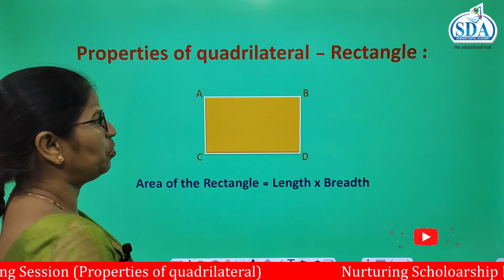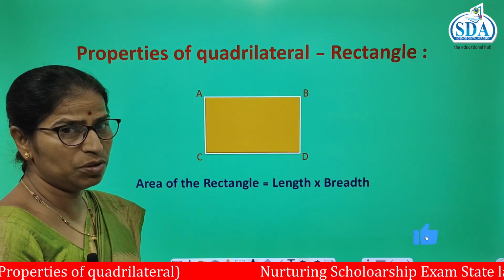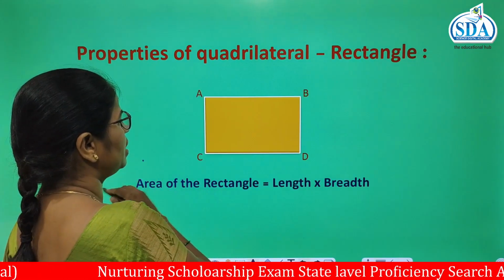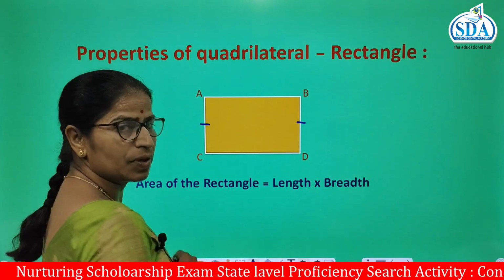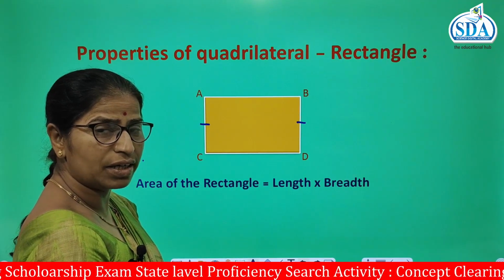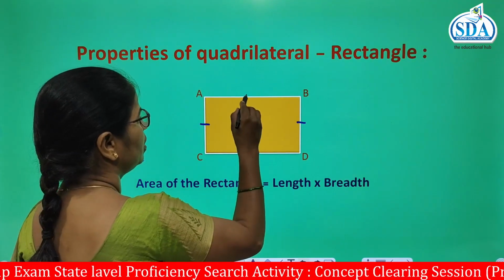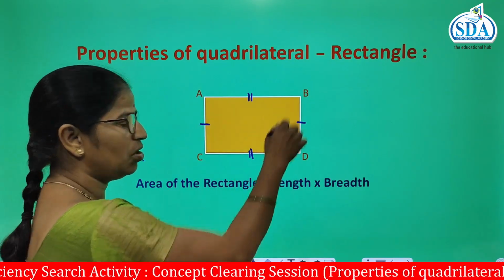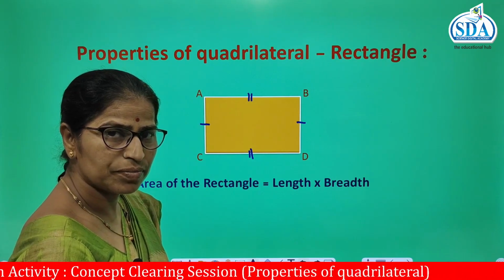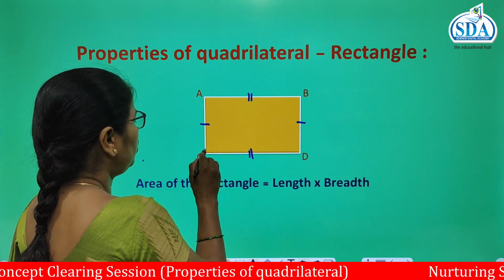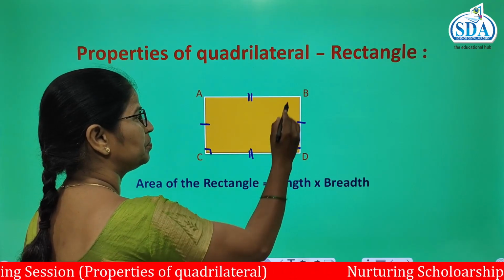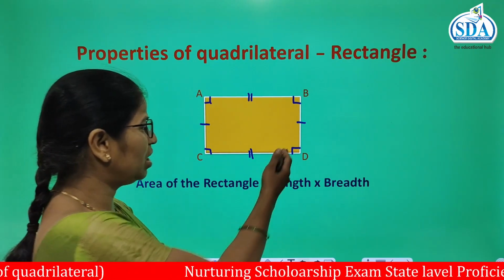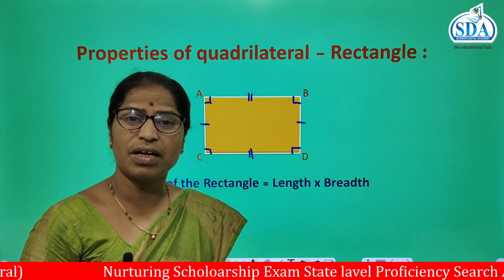Now the next type of quadrilateral is rectangle. What are the properties related to sides? Opposite sides of the rectangle are congruent. Opposite sides: AB congruent CD and AC congruent BD. And what about the angles? Like square, each angle of the rectangle is 90 degrees.